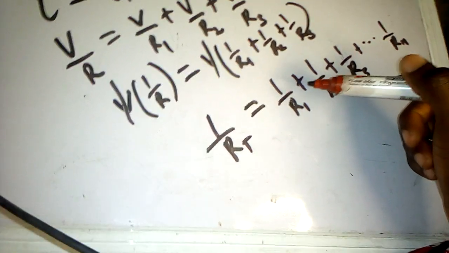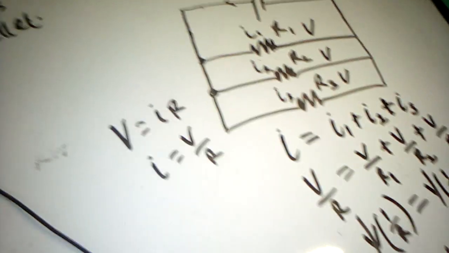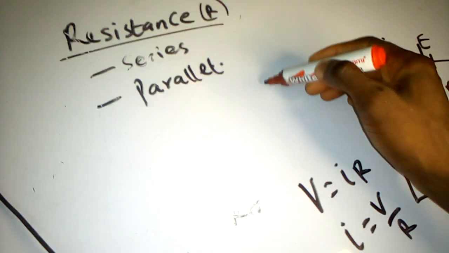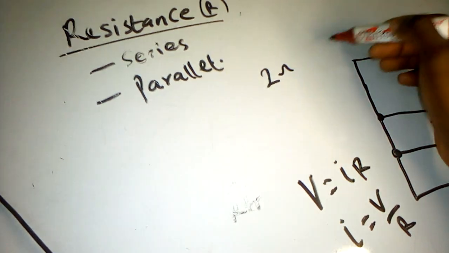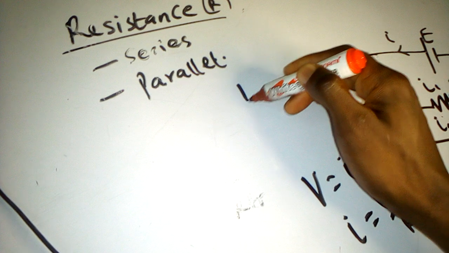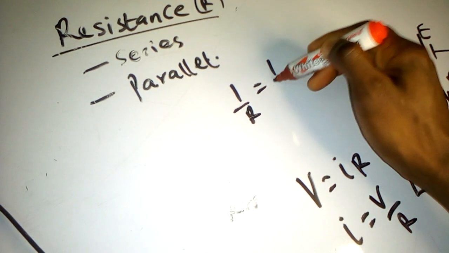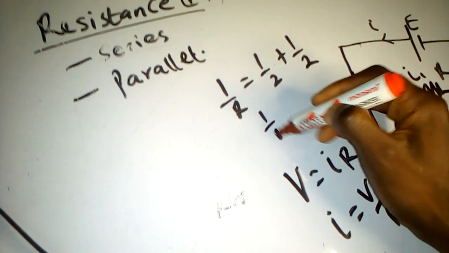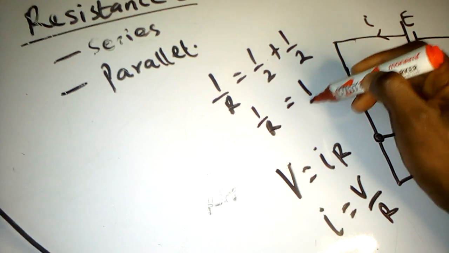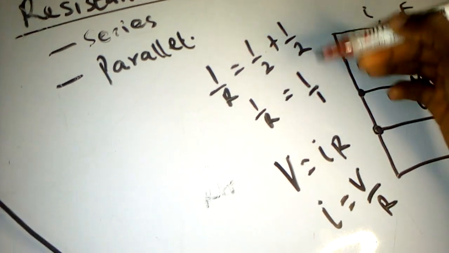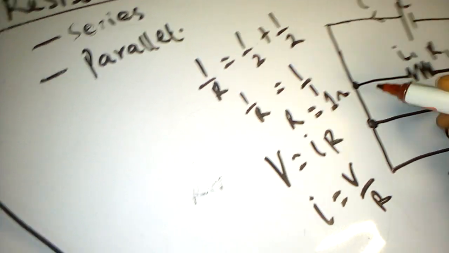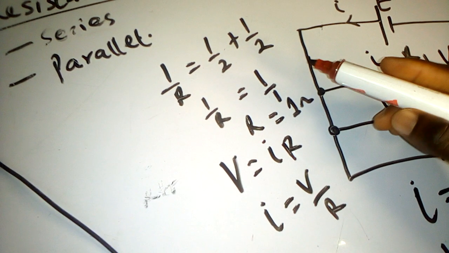So if you needed a 1 ohm resistor and you have just 2 ohm resistors, you can connect them in parallel. Let's take for instance 2 ohm resistors connected in parallel. The total resistance is going to be 1 over 2 plus 1 over 2. So that will be 1 over R equals 1 over 1. By the time you turn it upside down, the total resistance in the circuit will be 1 ohm. So that is it, in case it might be applied.